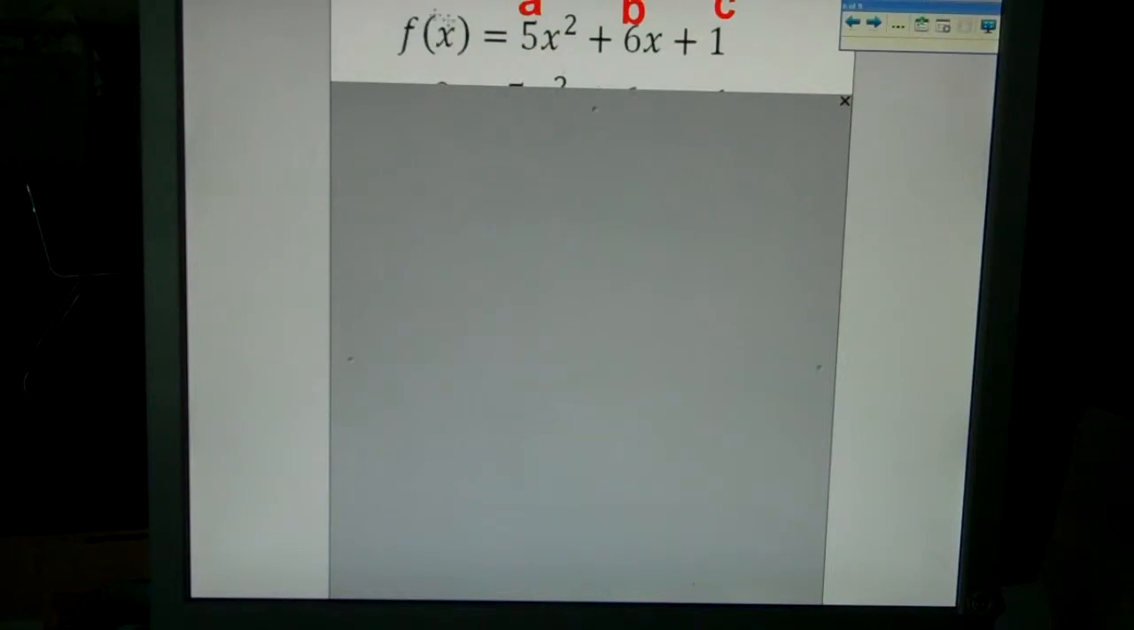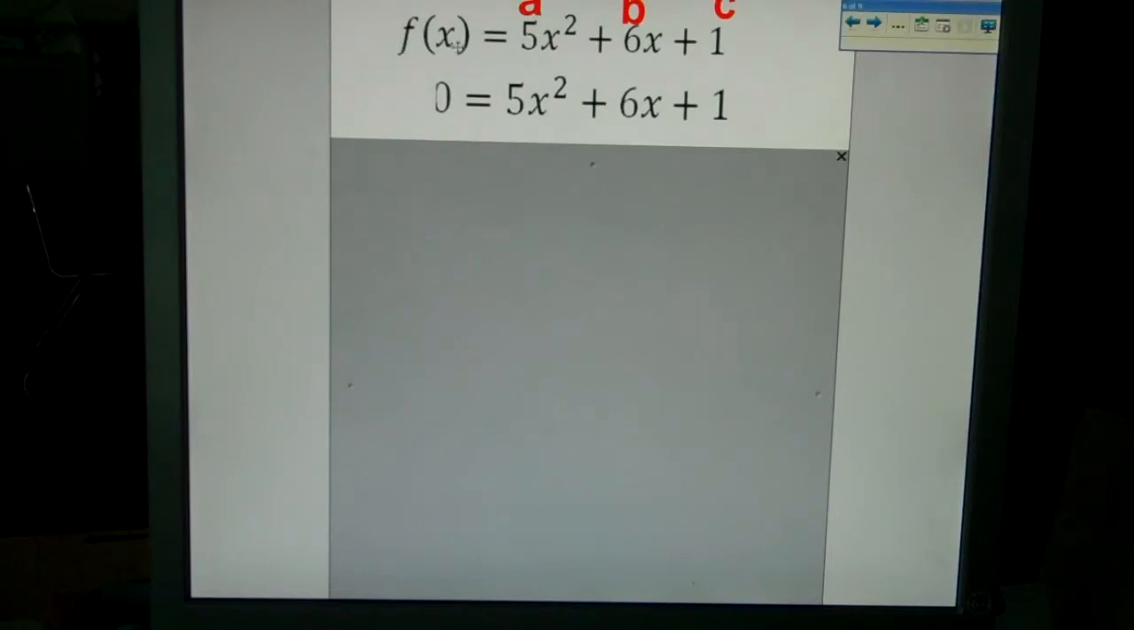Now, f of x, what do we need y to be? If we're looking for our x-intercepts, y has to be 0. So I would go ahead and take out that f of x and put 0. All right?